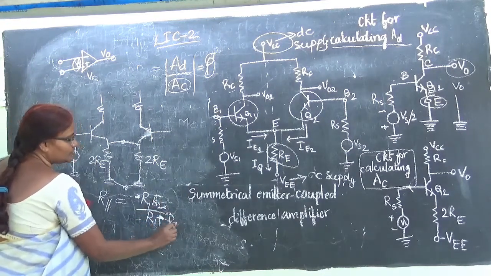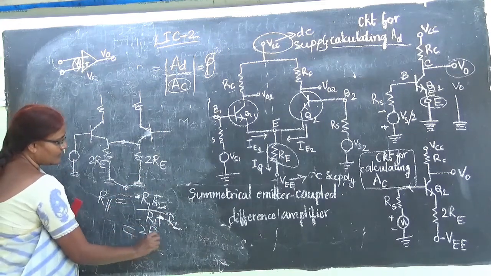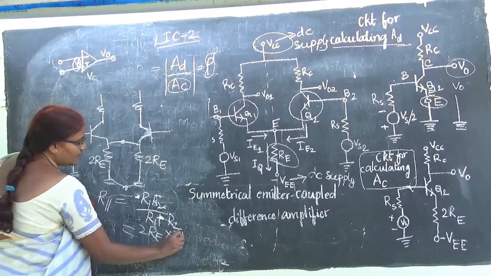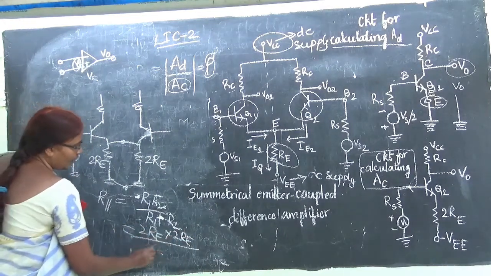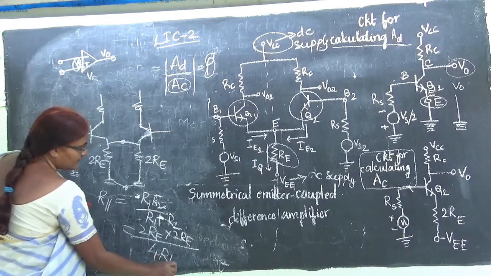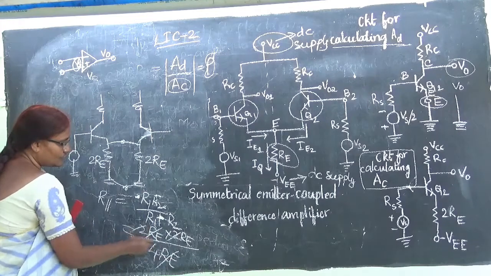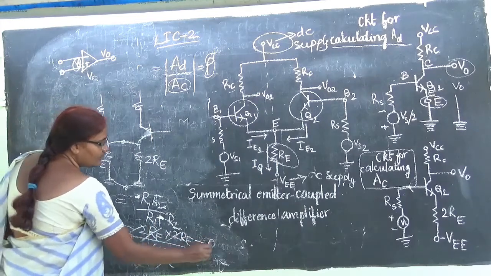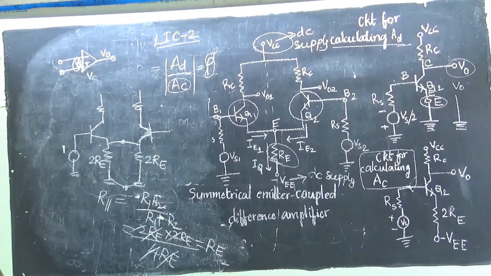R1 R2 by R1 plus R2. So what is my R1 R2? 2RE into 2RE, divided by 4RE. So RE and RE cancel, 2 and 4 will be cancelled. So what is my final resistance? RE. My final resistance will be RE.